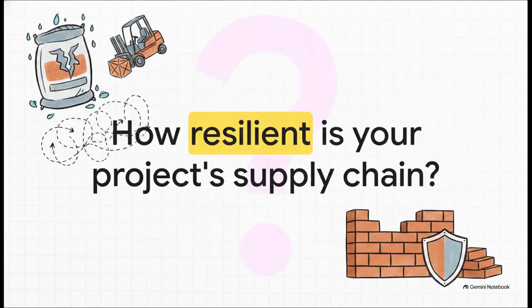So I'm going to leave you with this final thought. If just one ruined batch of cement or one delayed forklift delivery can totally derail your Gantt chart, how resilient is your project supply chain? Before you step onto your next site as a manager, ask yourself if your systems can actually handle the unexpected. Lean on this Topic 3 study guide to build that resilience into your daily operations.